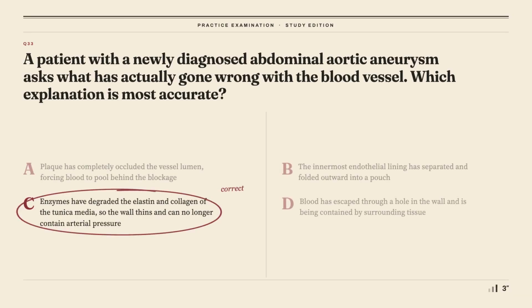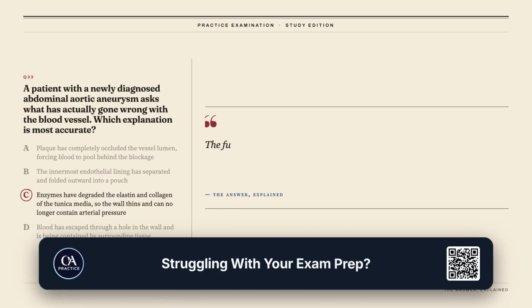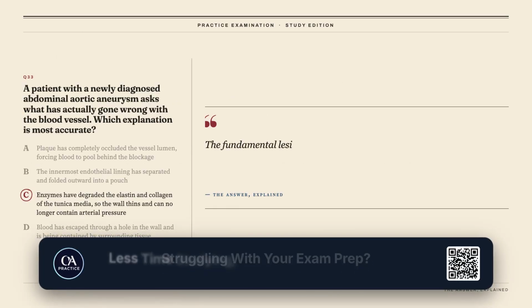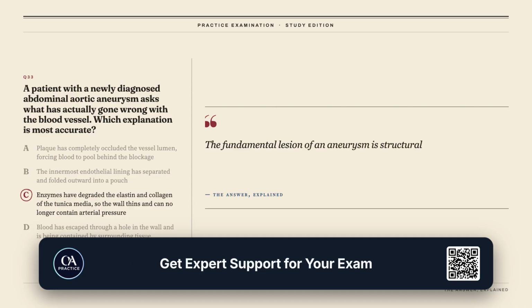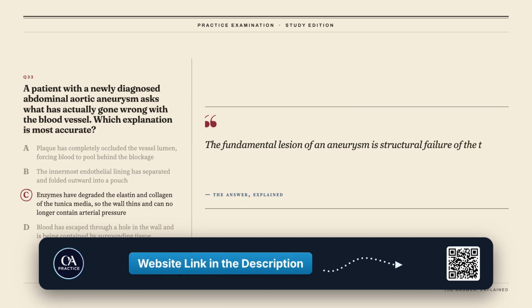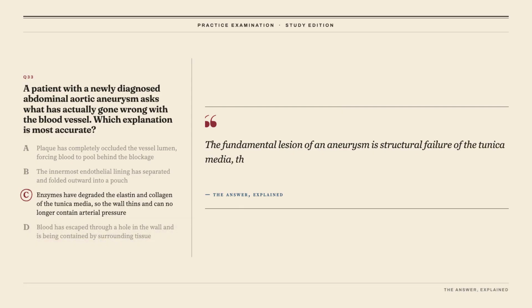The correct answer is C. Enzymes have degraded the elastin and collagen of the tunica media, so the wall thins and can no longer contain arterial pressure. C is correct because the fundamental lesion of an aneurysm is structural failure of the tunica media, the elastin-rich and collagen-rich middle layer that gives the aorta its strength and recoil.